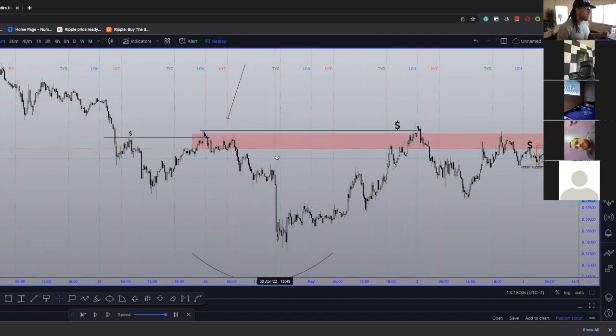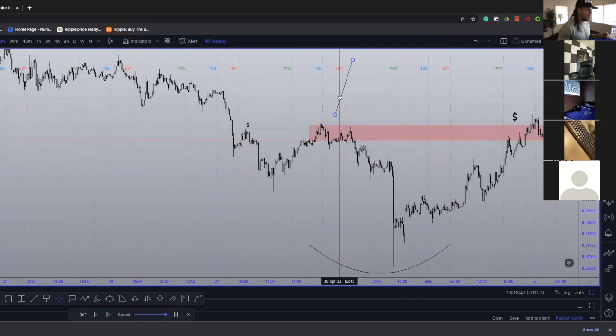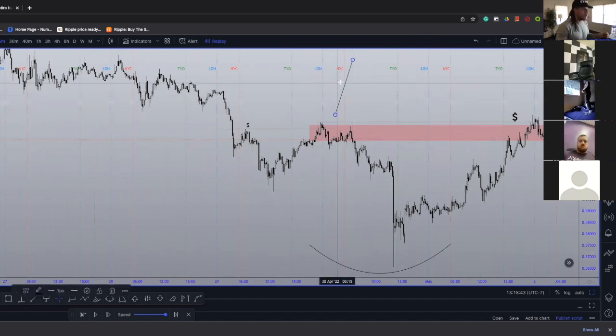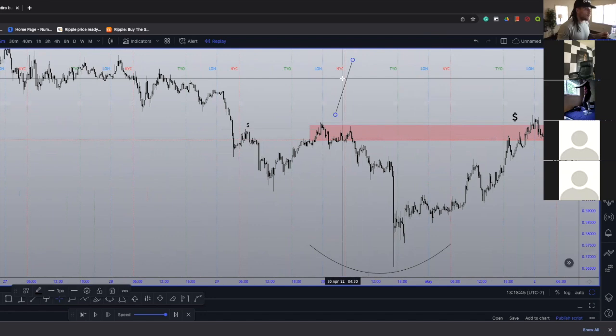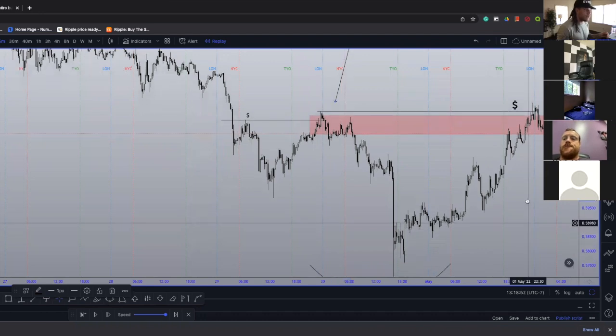Okay, so correlating this, I had this area marked off from this New York session where we can see the same exact pattern take place. So I have that highlighted here for you guys with an arrow. This New York session was 2 days ago. This is April 30th, and we can see that same pattern on the higher time frame. This is again where pattern recognition comes into play.